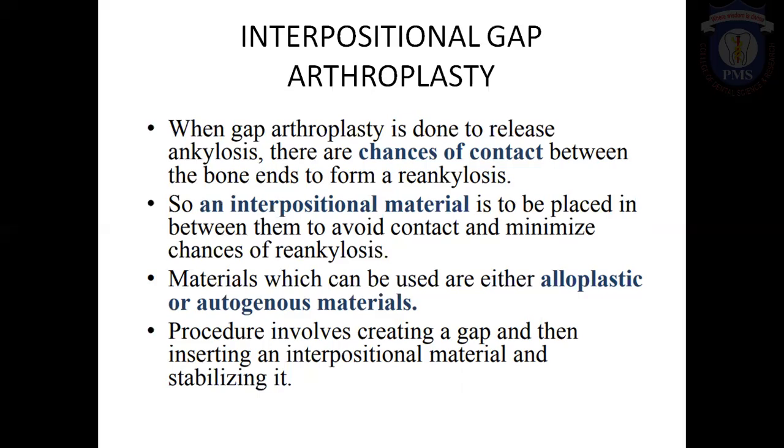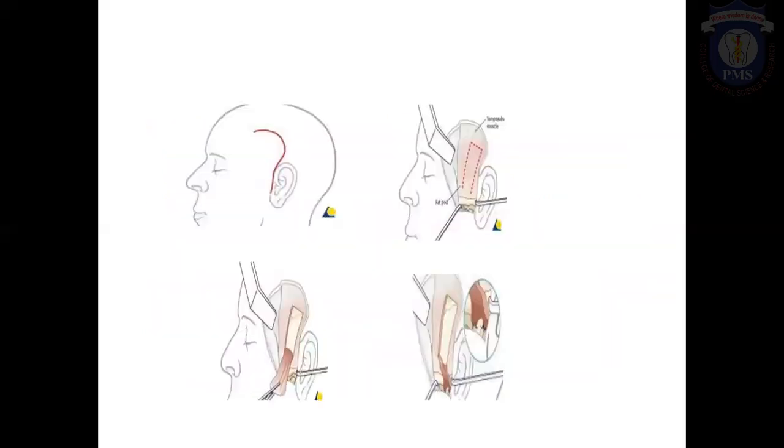Materials which can be used are either alloplastic or autogenous material. The procedure involves creating a gap and then inserting an interpositional material and stabilizing it. An incision is made and the joint opened.